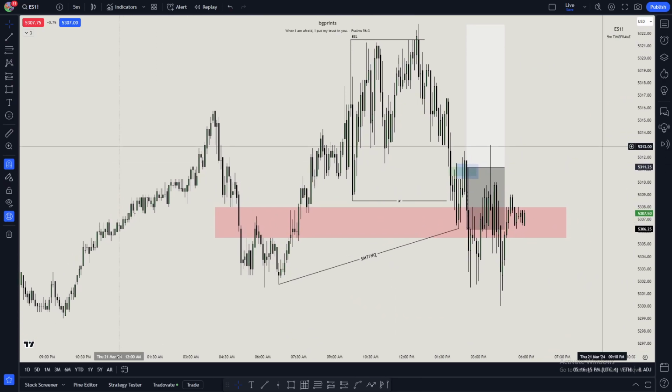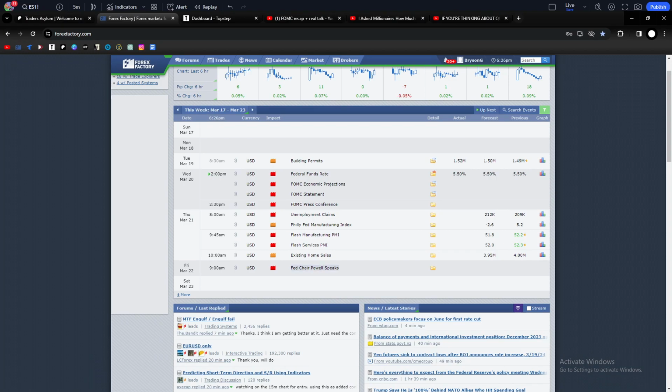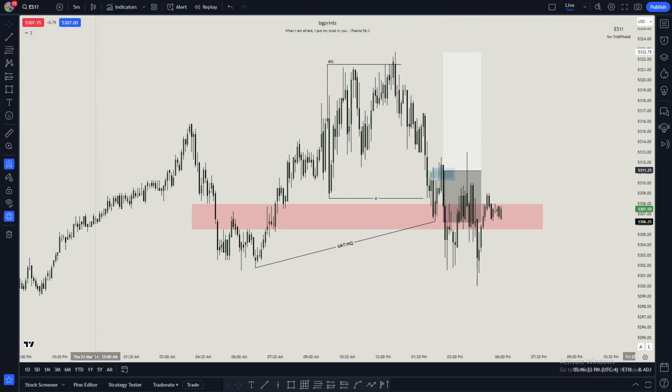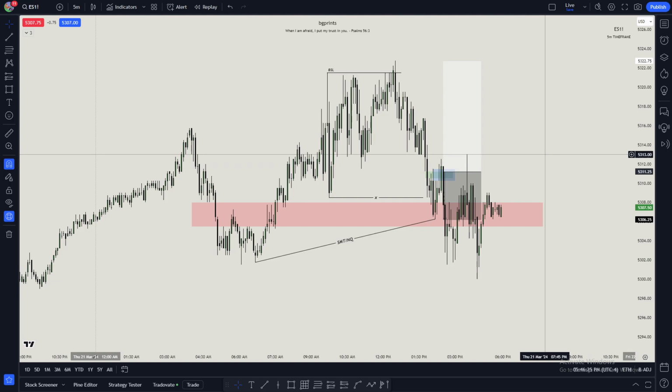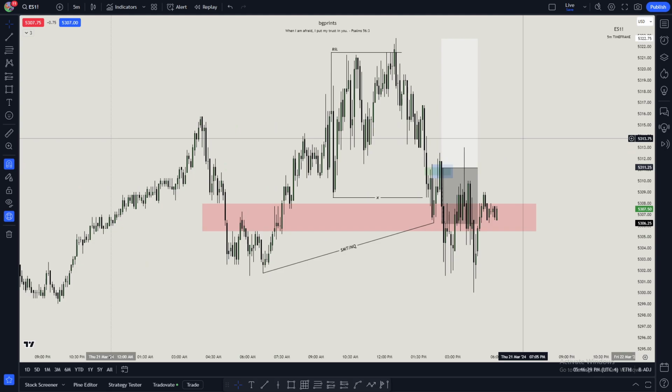So going in tomorrow, we do have Powell speaking right here. So I'm not trading tomorrow just because of that. It's gonna be very bad. Almost like FOMC. It's gonna be very choppy. It's gonna be a gamble. So not trading tomorrow. Starting off the 50K account with a loss, very small loss though.